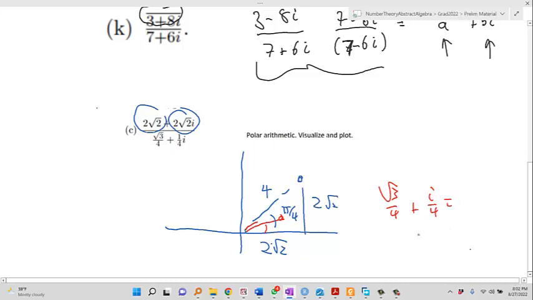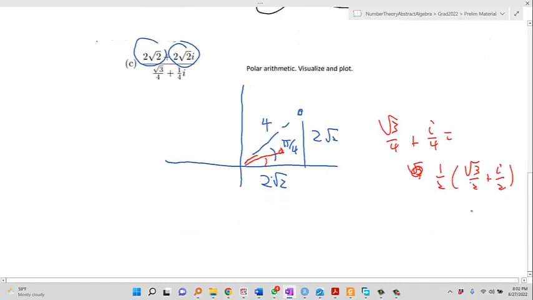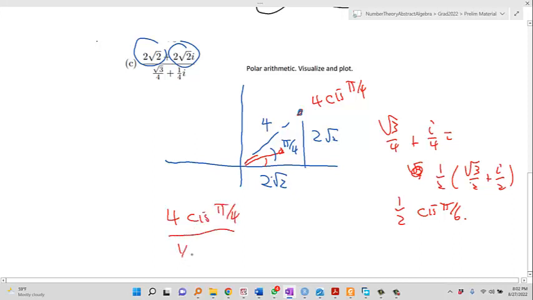now this should look somewhat familiar because that's 1/2 of square root of 3 over 2 plus i over 2. And this here is the cosine and sine of 30 degrees, or pi over 6. This is 1/2 times cis pi over 6. Right? And this one here is going to be 4 cis pi over 4. So what you have here is 4 cis pi over 4 over 1/2 cis pi over 6.